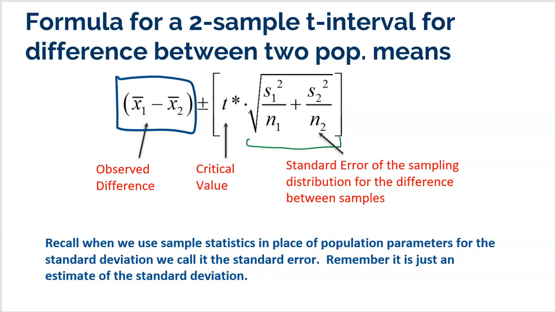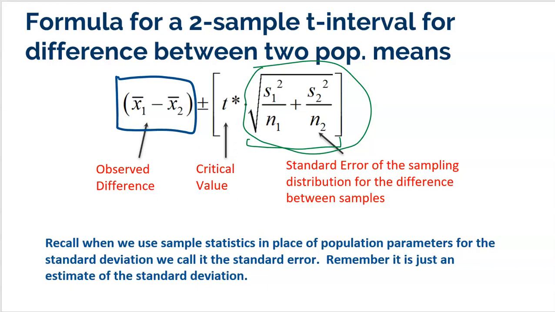And then the only other thing we need is that standard error formula I already mentioned. That standard error formula is simply the standard deviation of my sample from population 1 squared divided by the sample size plus the standard deviation from sample 2 squared divided by the sample size that I took from population 2. And that's the standard error. All right, so recall when we use sample statistics in place of population parameters for the standard deviations, it's called standard error. So don't forget that back part right here is called standard error, not standard deviation.